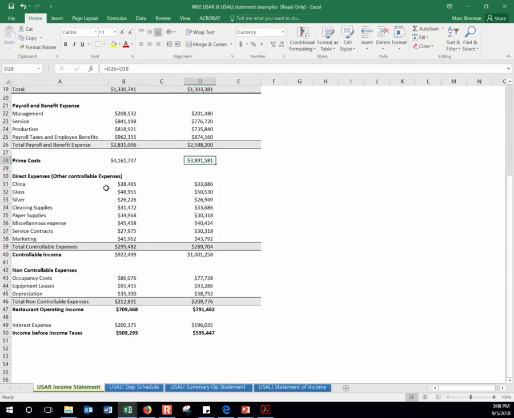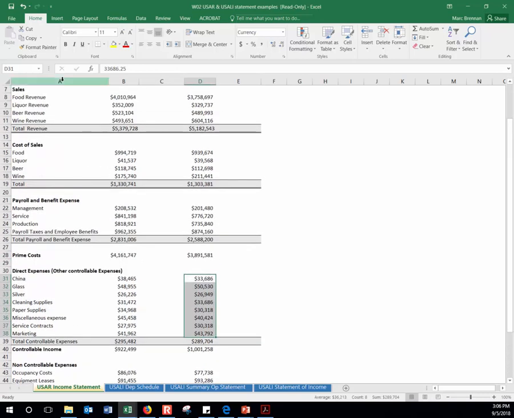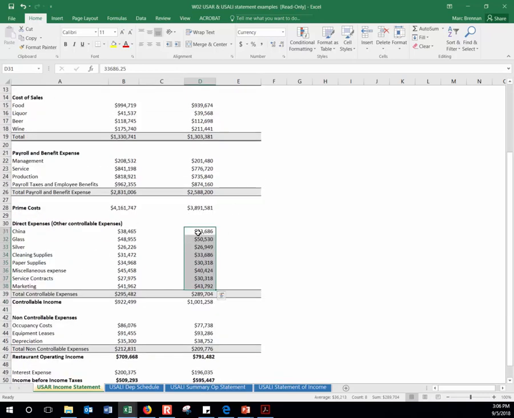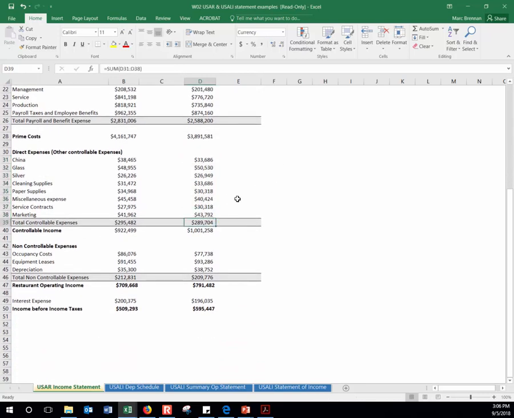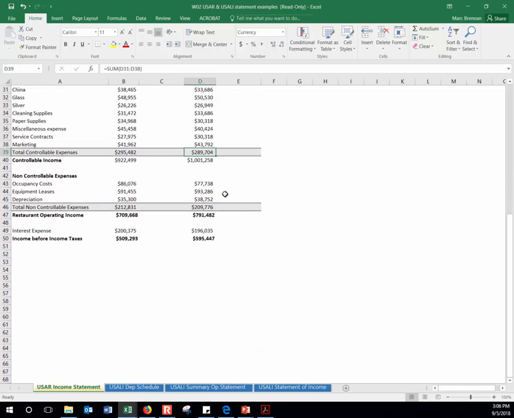Then you have your direct expenses, your other controllable expenses. So your china, that would be your plates, your glasses, your silverware. Anything that you have control over, you would then put together in this section. Okay? Things that are not directly related to service to receive those revenues, but that do have an effect and you do have control over. And then you would add them up to find out your total controllable expenses. And then lastly, again, these would be mostly your non-controllable expenses that are fixed expenses.